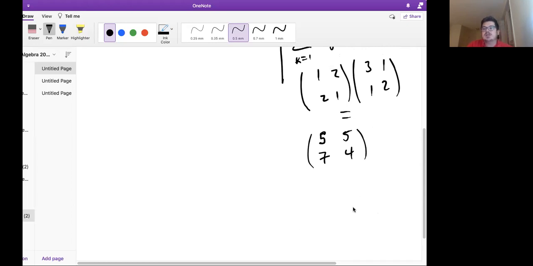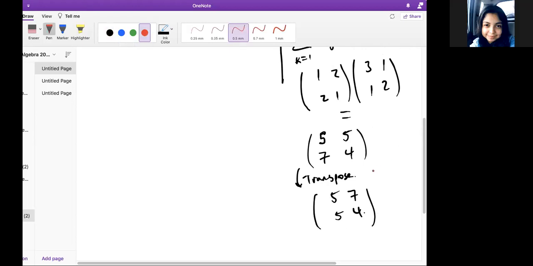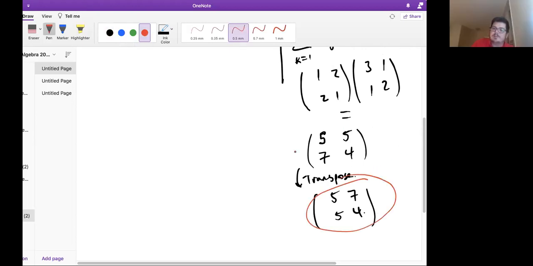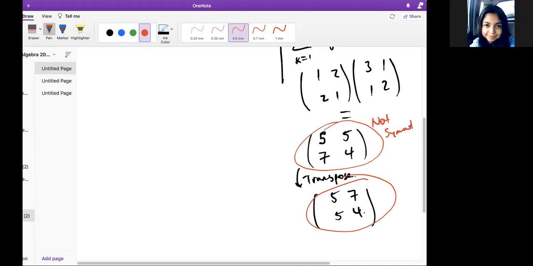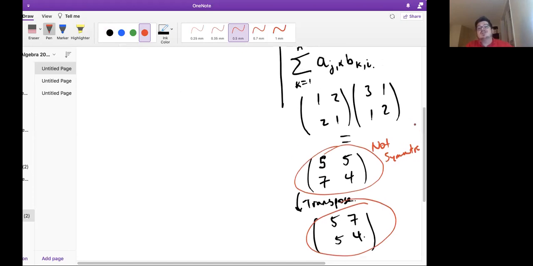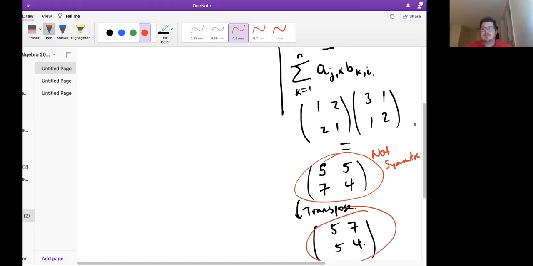Why is this not symmetric? What's the transpose? Yeah, 5 and 7. So what would the transpose be? Yeah, 5, 7, 5, 4. Here's an example of two symmetric matrices whose product is not symmetric.